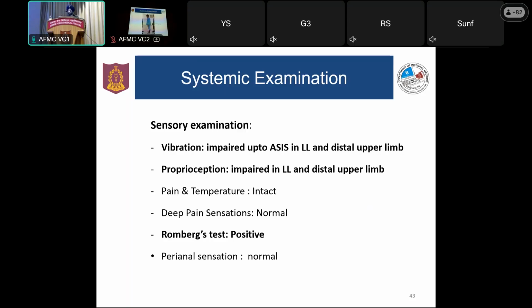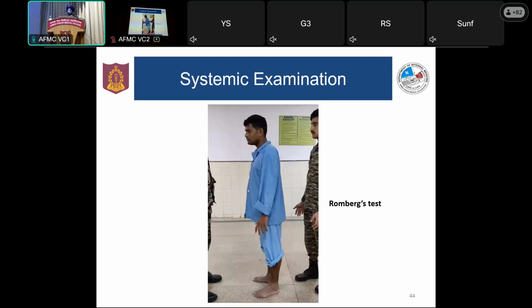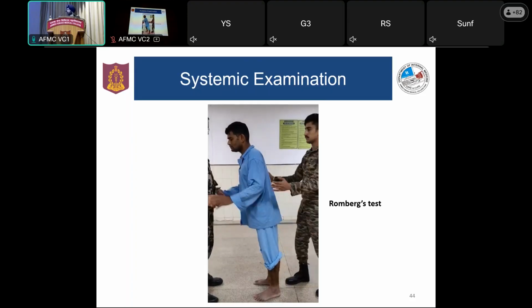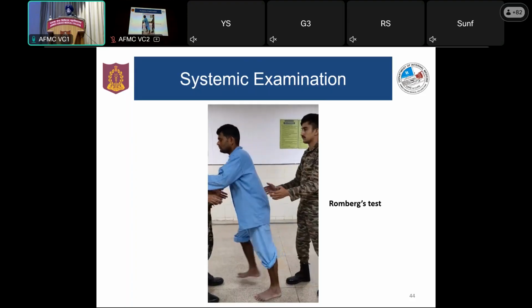It has to be in the sensory arc, the sensory root or the peripheral nerve sensory component. Next. So the Romberg we had discussed earlier, he was what? Cerebellar ataxia or sensory ataxia? Sensory ataxia. In our patient, on closing eyes, can you show it again?